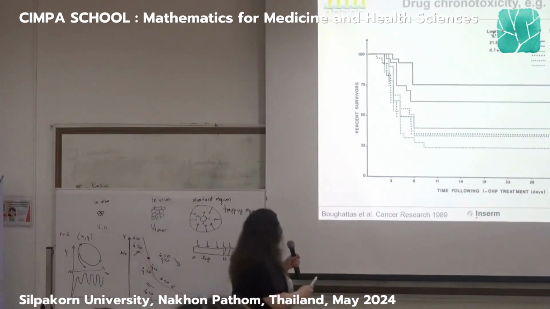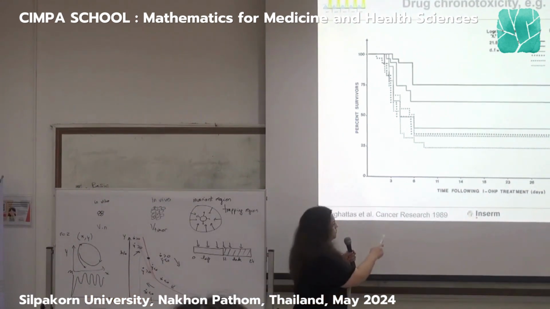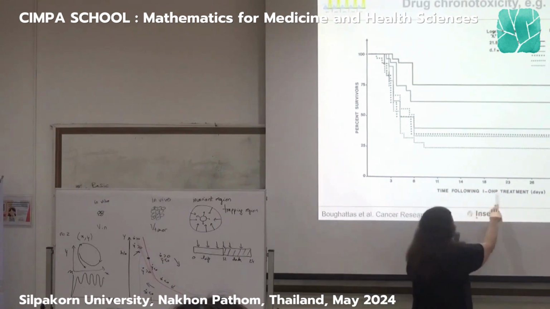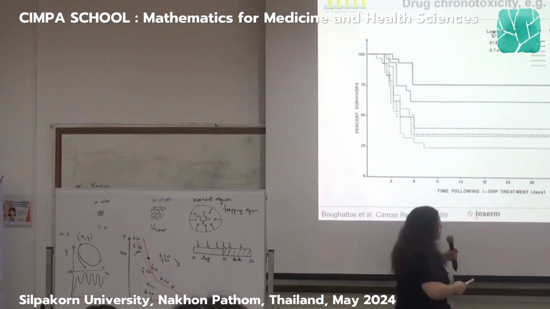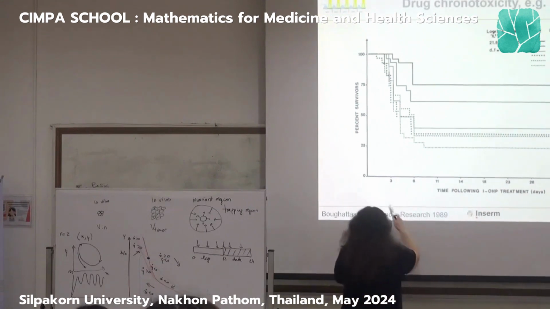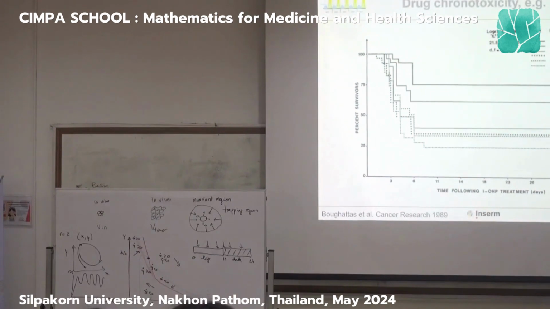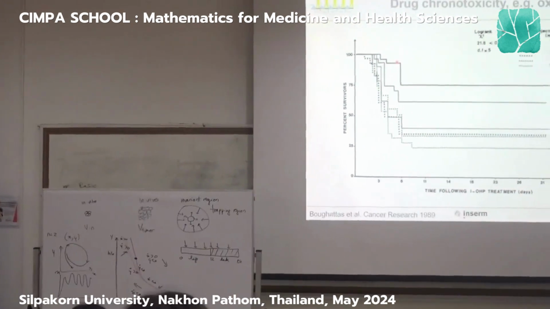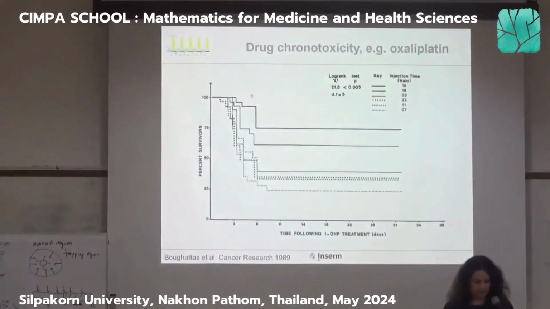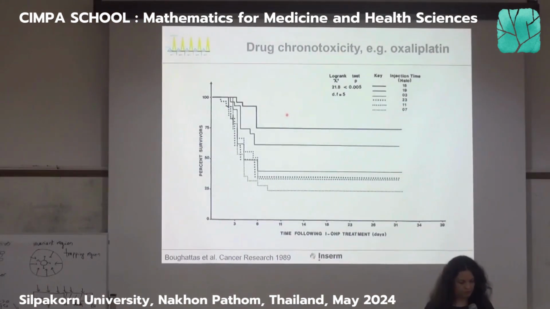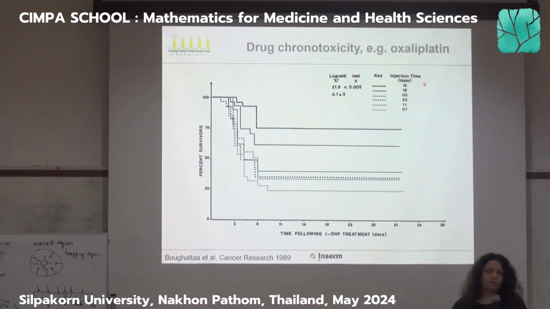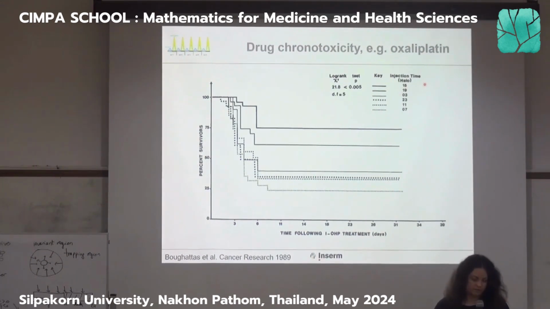And then you look at the survival of your mice over time. So this is time following the treatment of the last drug, L-OHP, oxaliplatin. And here on the y-axis, that's the survival of the mice. So any time you see a jump like this, it means that a mouse has died. And the different curves are for the different timings written here. HALO is hours after light onset.